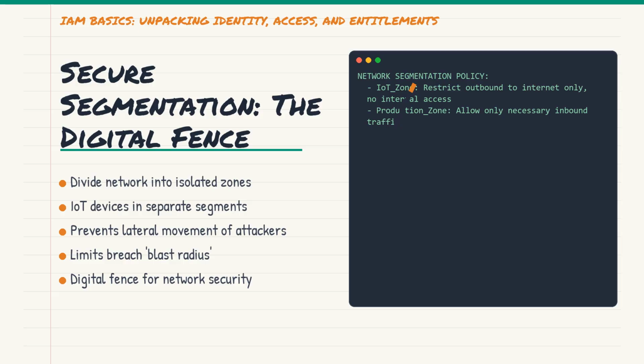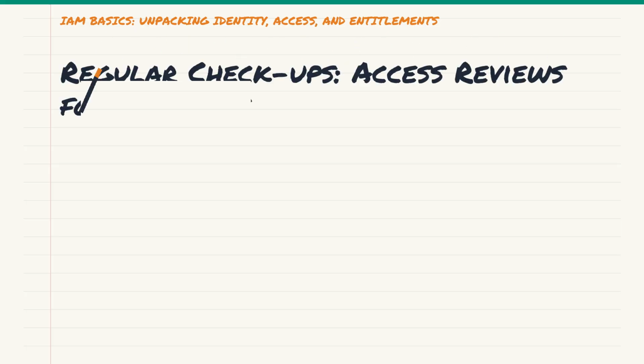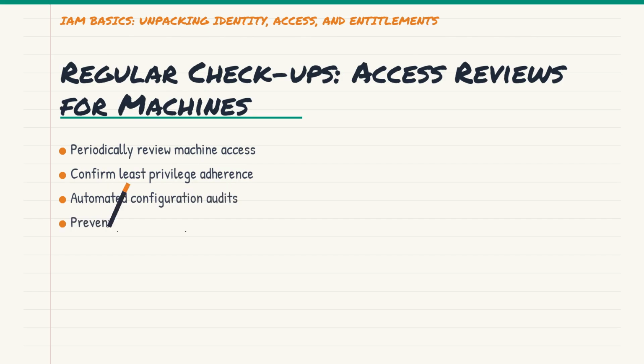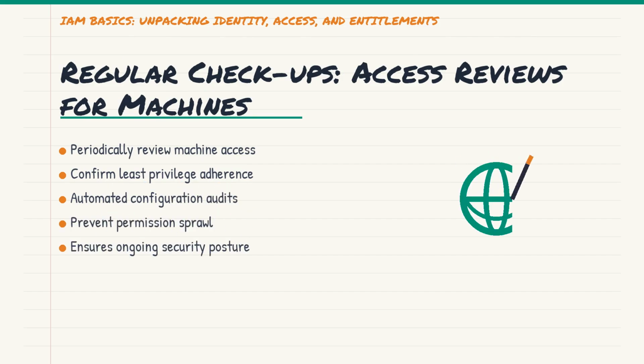Just like human employees get their access reviewed, machine identities need regular access reviews too. Do they still need all the permissions they have? Is that smart light bulb still configured correctly? Are its entitlements still adhering to the principle of least privilege? For IoT devices, this might involve automated scans or audits to ensure configurations haven't drifted and default credentials haven't reappeared.